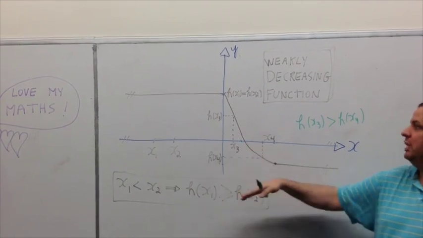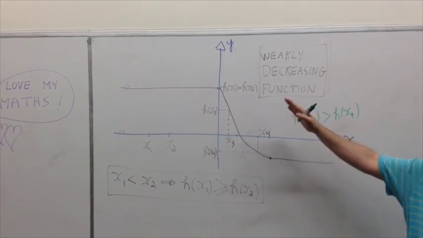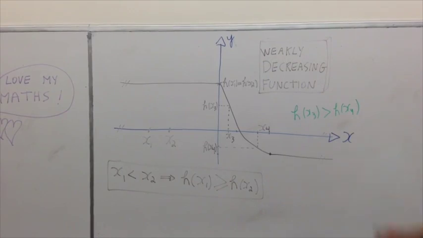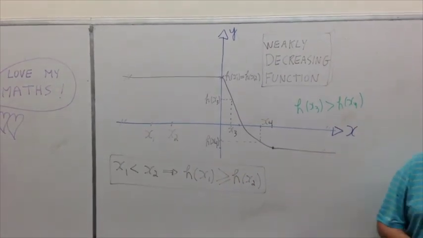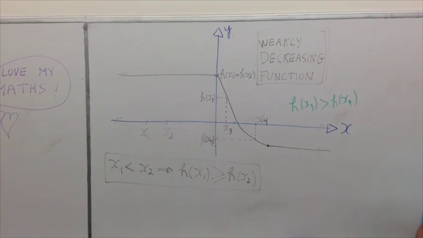So the 2 possibilities, this kind of function that sometimes the function is constant, sometimes the function goes down, this is what we call a weakly decreasing function. And you have the similar definition for a weakly increasing function. I'm sure you can write the definition correctly.